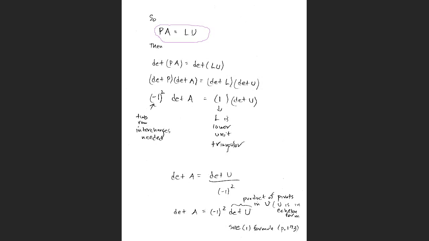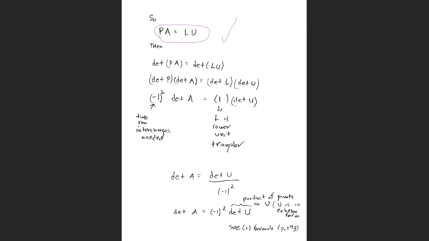P times A equals L times U. P is the permutation matrix, and P times A equals L times U. That's permuted LU factorization. Okay, so how can we get a formula for the determinant? Well, of course, we're going to take the determinant of both sides.